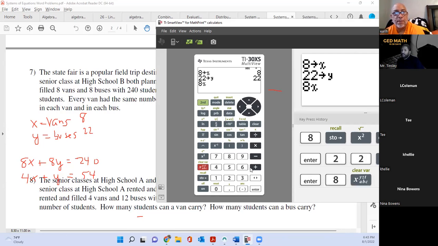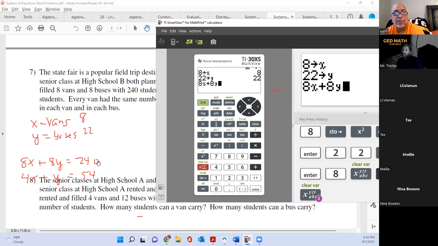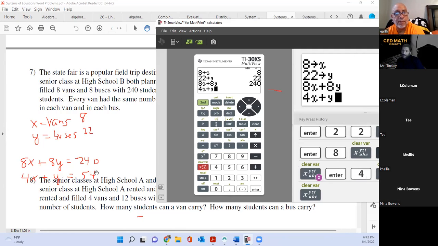8x plus 8y. I should get 240. Did I get 240? Yeah. So it worked for the first equation. Let's plug in our second equation. 4x plus y. I should get 54. Let's press enter. That's how you solve a system of equations. That was a word problem. Don't get shook by the word problem.